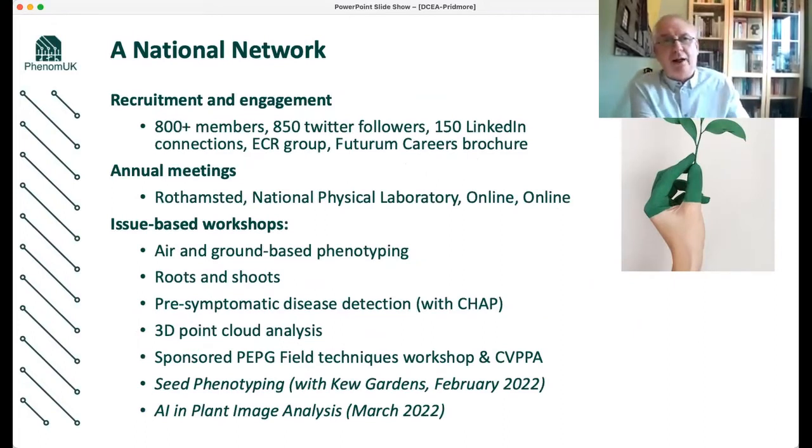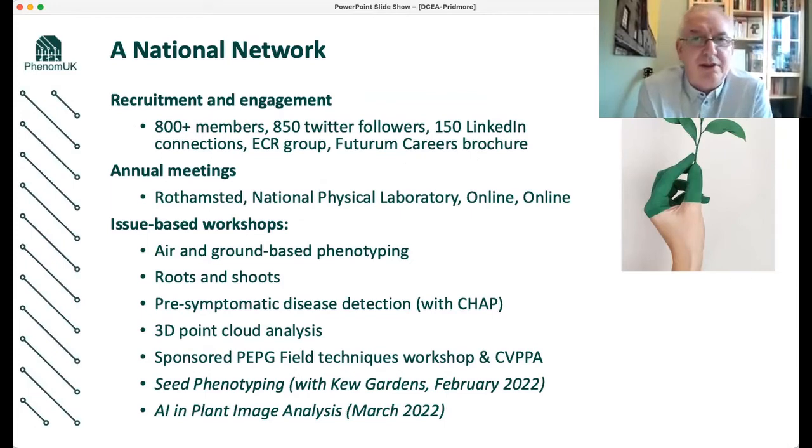At the moment we have, entering our 4th year, 800 members, 850 Twitter followers, the numbers are here. We've done quite a lot of things. We have run a number of annual meetings, obviously disrupted by COVID, but pretty well attended with sort of 50 to 110, 120 people at each one. And we've run a bunch of workshops based around a variety of different things, and you can see the titles here.